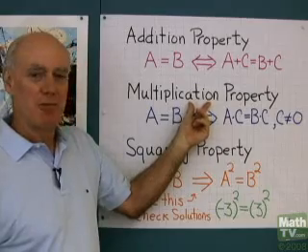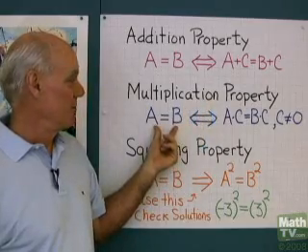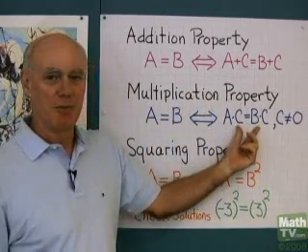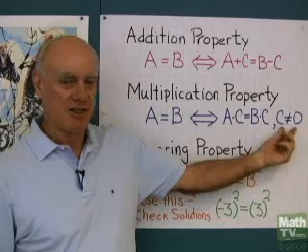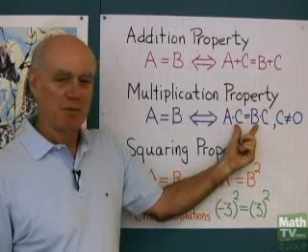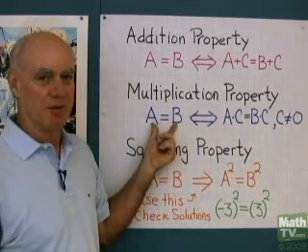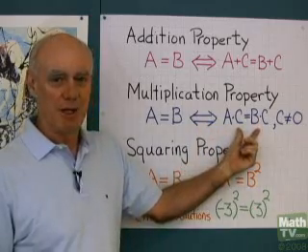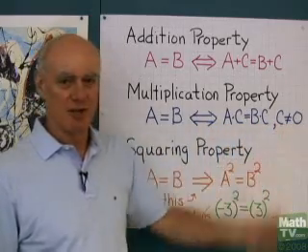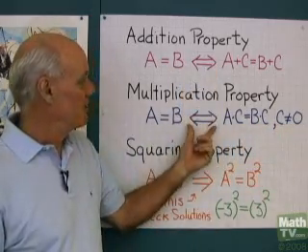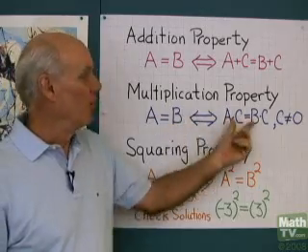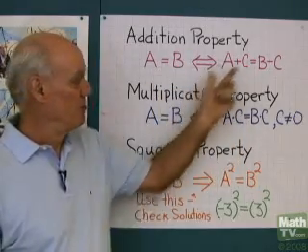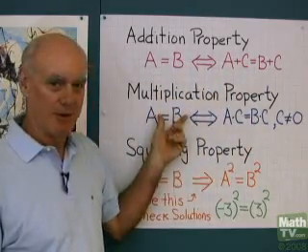Now our multiplication property, same idea. If A is equal to B, then A times C is equal to B times C, as long as C isn't 0. And if A times C is equal to B times C, then A is equal to B. So A equals B if and only if A times C equals B times C, as long as C isn't equal to 0. So both of these properties that we've used for a while go in both directions. If this side is true, then this side is true, and the other way around.